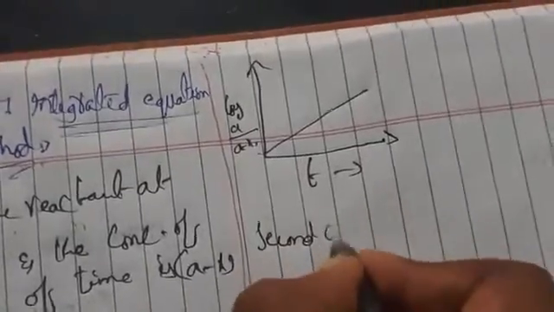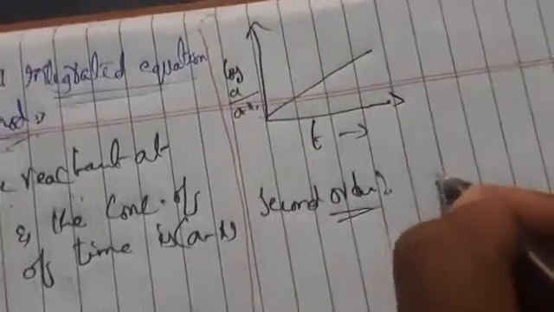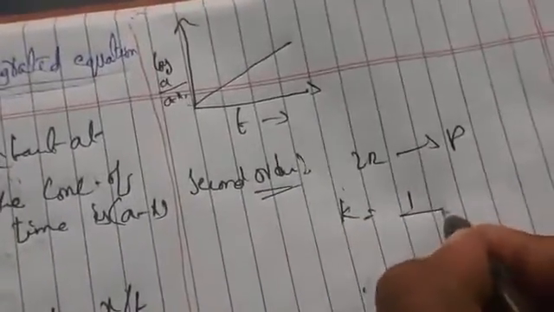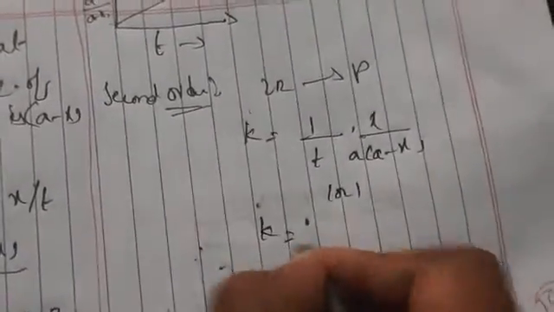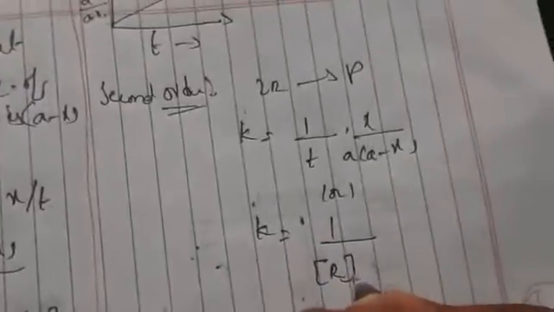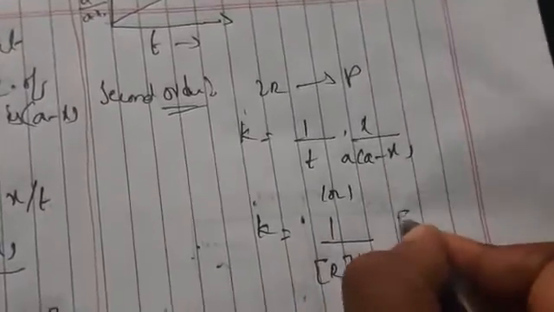Okay, so next one, the second order reaction. How do we get it? Here 2R gives rise to products, and here k will be 1 by t into x by A into A minus x, or you will be getting k equal to 1 by t into R naught minus R by R naught into R. So you can write this equation. Okay, so this is about the second order reaction.